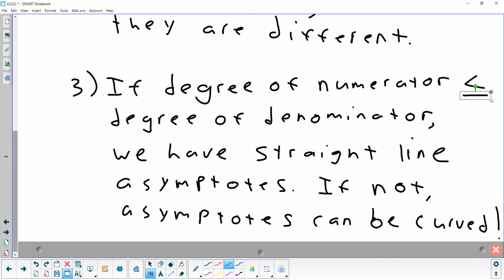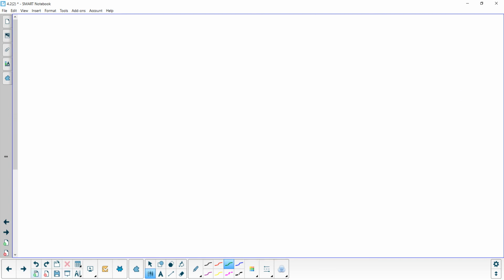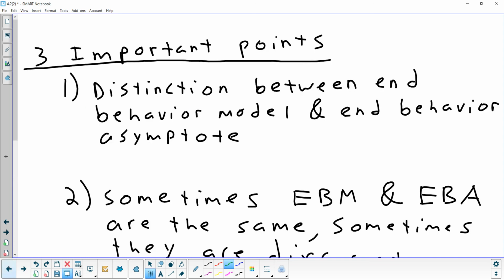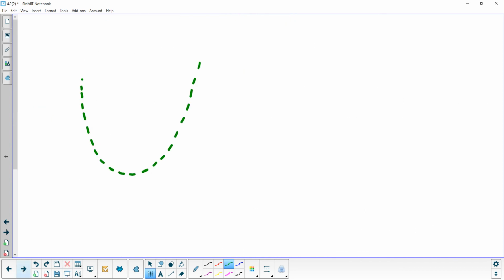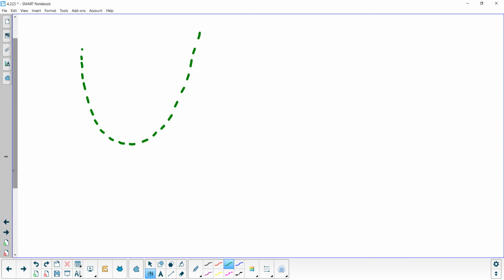And depending on how far apart the degree is in the top from the bottom, the asymptote can curve. So you can have a curve that you're getting closer and closer to. As an example, let me draw a parabola. Let's say we had an asymptote that was a parabola. In a minute, we're not even going to have to pretend because we actually do. We have an EBA that's going to be a parabola. Maybe your sketch would look something like this.